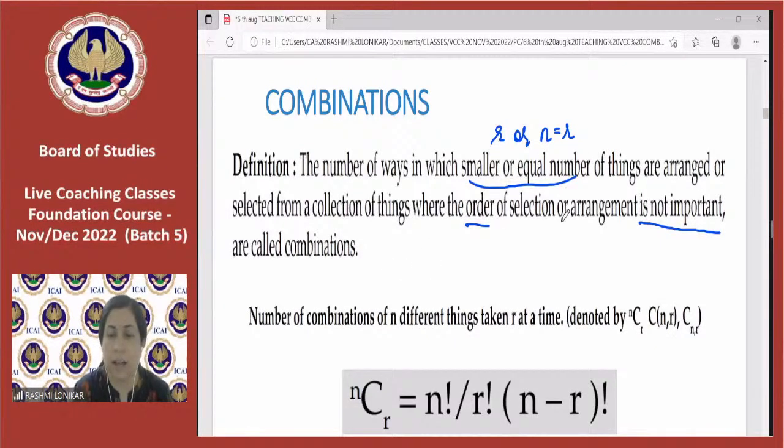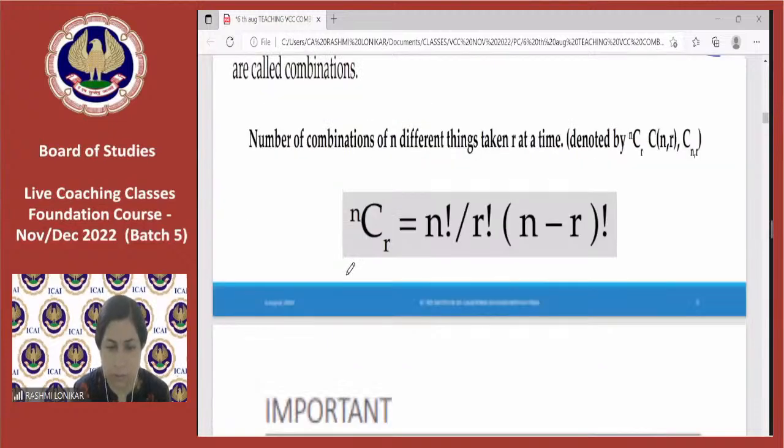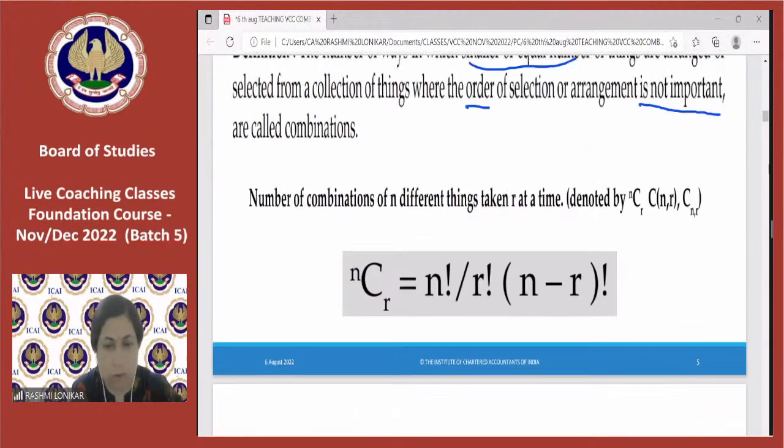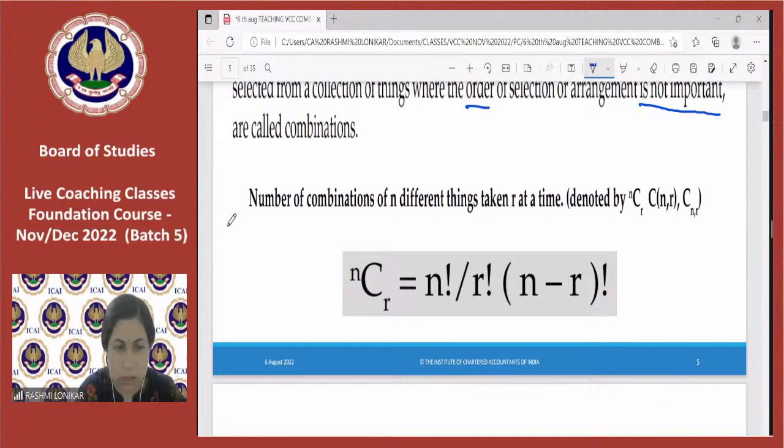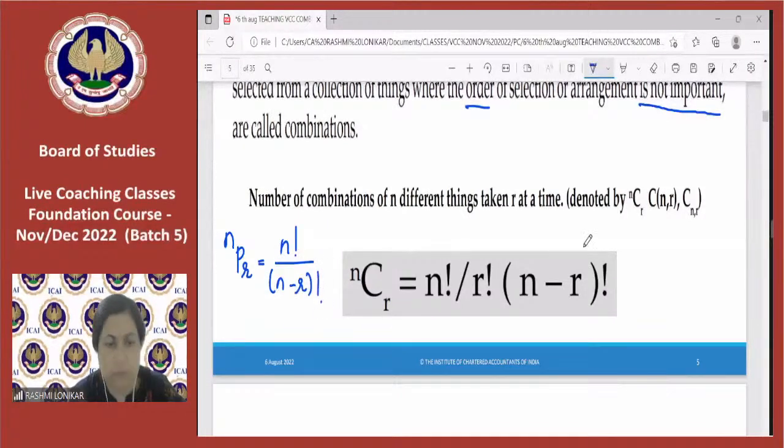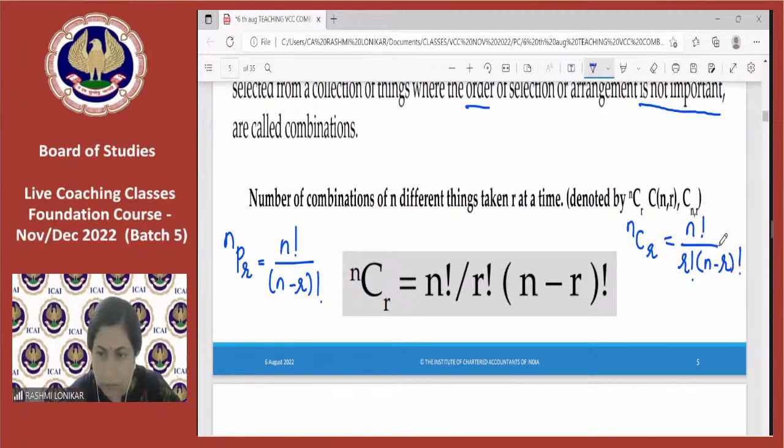So when the order of the selection is not important, it is called combination. Now what is the formula? Remember the formula for permutation? What is the formula for permutation? nPr is equal to n factorial upon n minus r factorial. Now what does the formula for combination say? nCr is equal to n factorial upon r factorial into n minus r factorial.